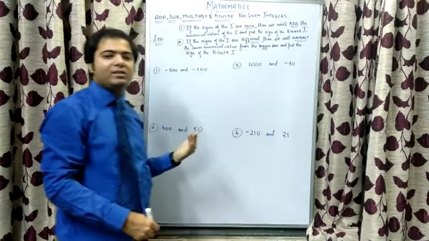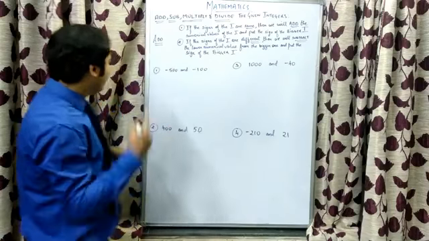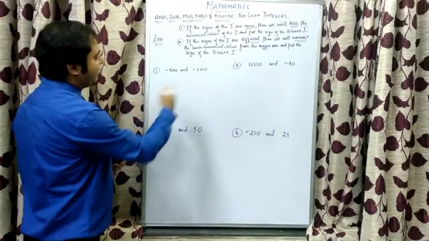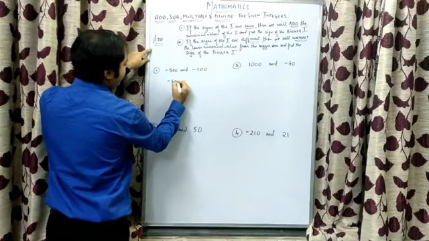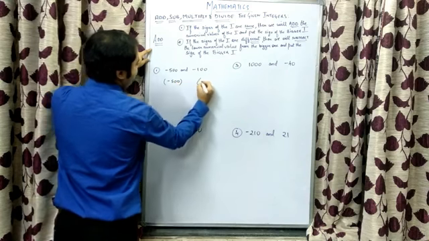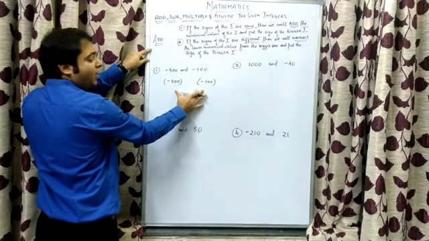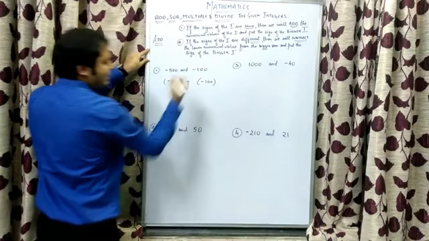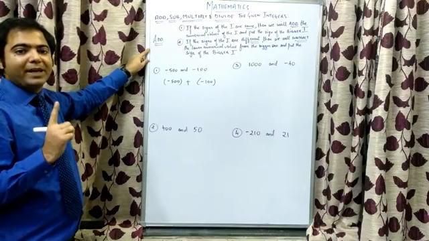So let us understand this in depth by following this particular example. First one is minus 500 and minus 100. We have to add them. So first I will write minus 500 in bracket followed by minus 100 in bracket. Now these two integers are to be added, therefore I will put a plus sign in between.